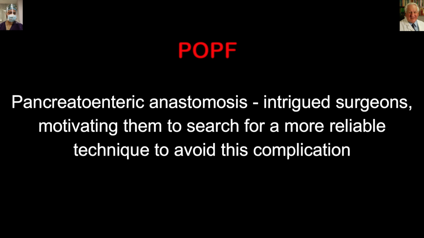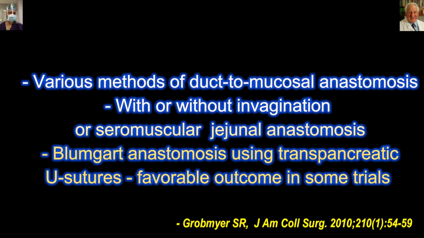And still, we have around 10 to 30% POPF rate. And still, I will say we have not achieved the best or ideal technique of the pancreatico-enteric anastomosis. The paper to which I have given the reference here is by Grommeyer, in which Sir Blumgart is one of the co-authors. They said there are various methods of duct-to-mucosa anastomosis with or without invagination or seromuscular jejunal anastomosis. But the Blumgart anastomosis using transpancreatic U sutures has a favorable outcome in some trials.